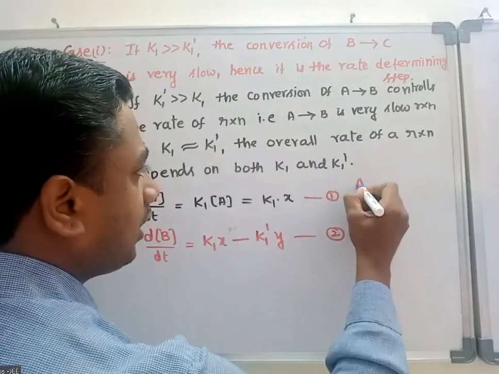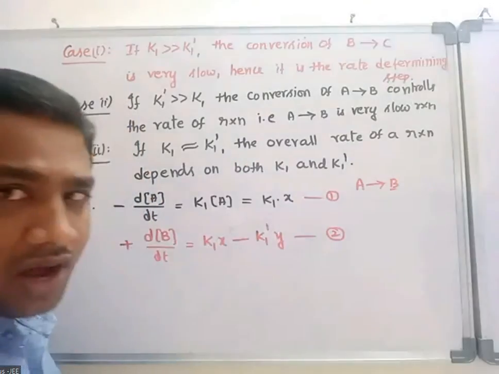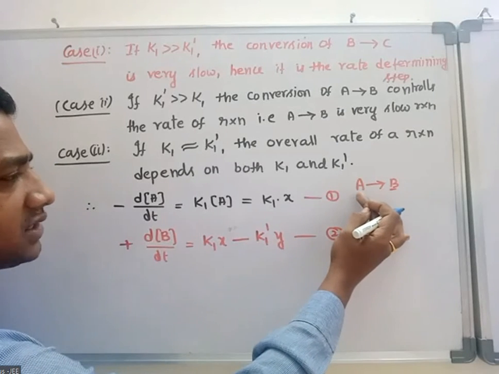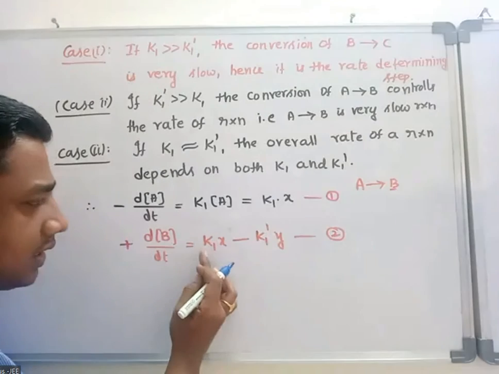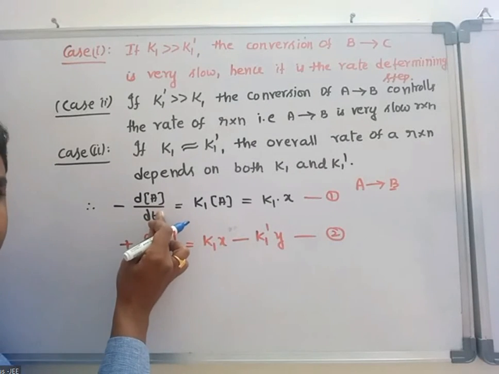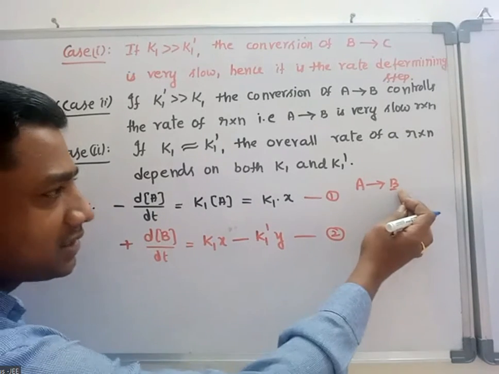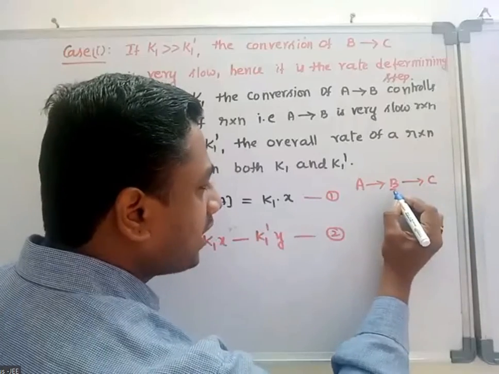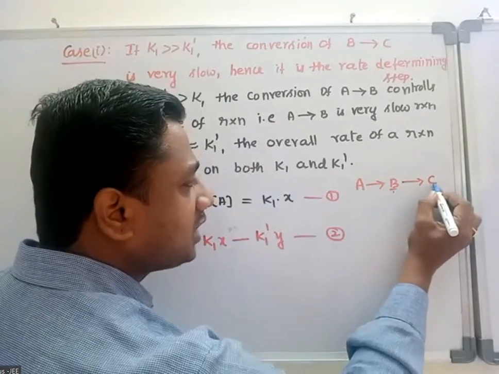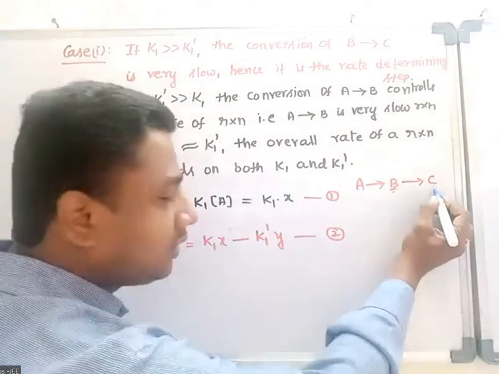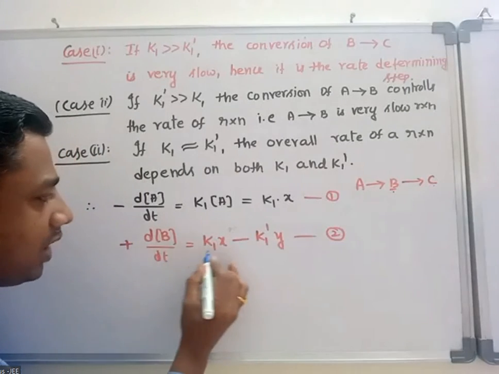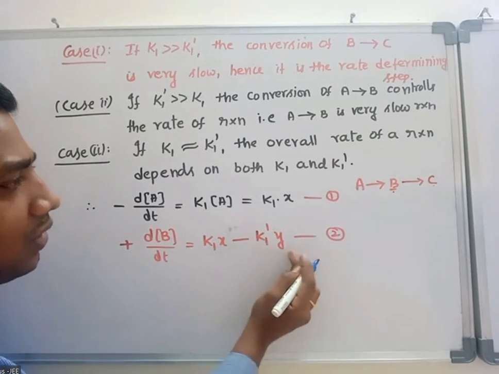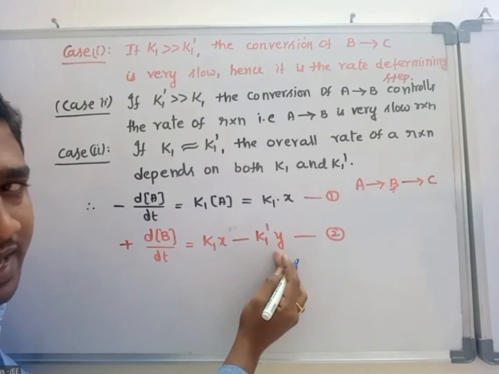What is the reaction here? A to B. The rate of formation of B depends upon the concentration of A. That's why the rate of formation of B depends upon the rate of disappearance of A, that is K1 into X. Then this B is converted into C. That's why the rate of change of concentration of B equals K1 into X minus rate constant K1 dash into Y.